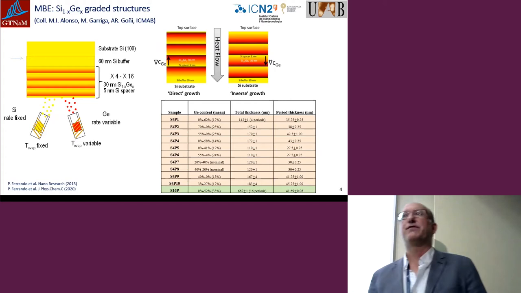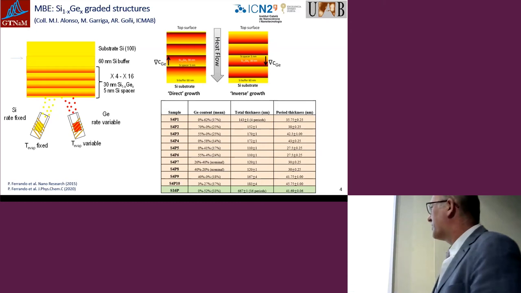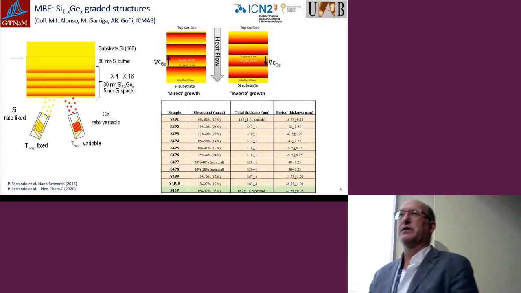So here we can change in all these materials the concentration gradients, the total amount of germanium that we have in the material, the total thickness and the period thickness. And you'll see that all these parameters are very important in order to determine the value of the thermal conductivity on those systems. We also have grown one superlattice that is slightly thicker, and this is quite important for understanding what's going on in this system.